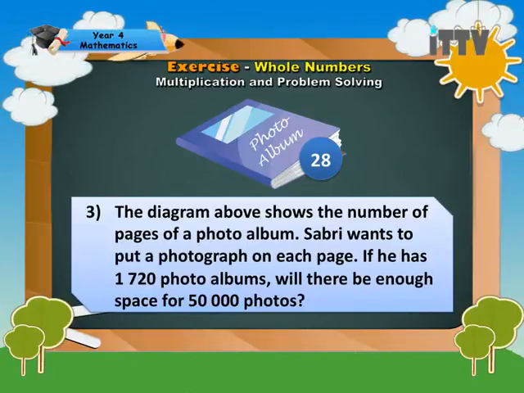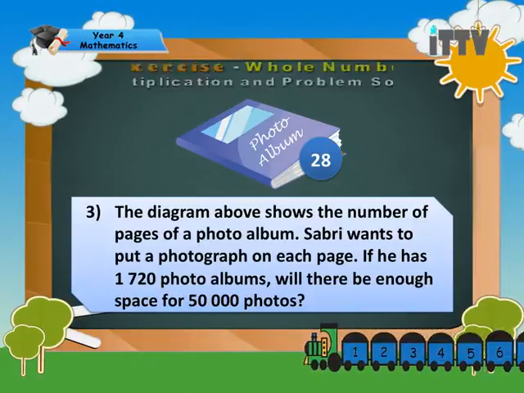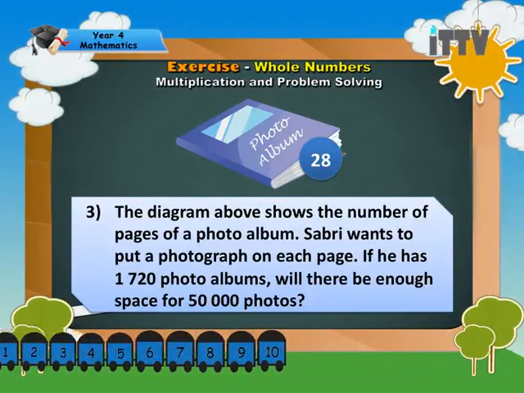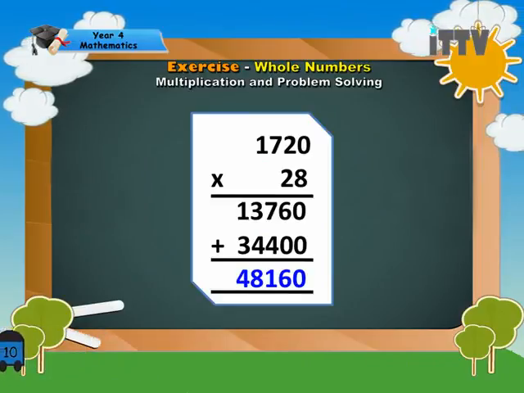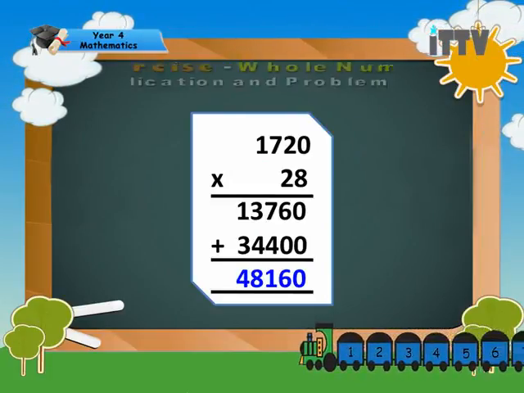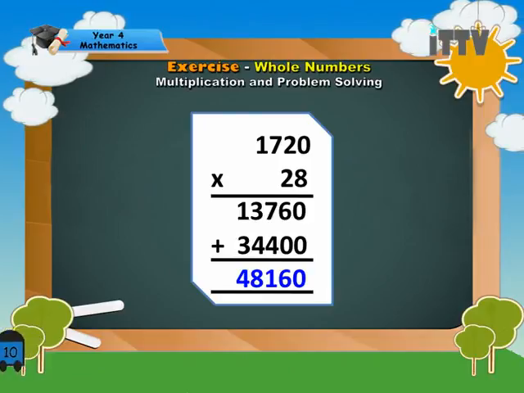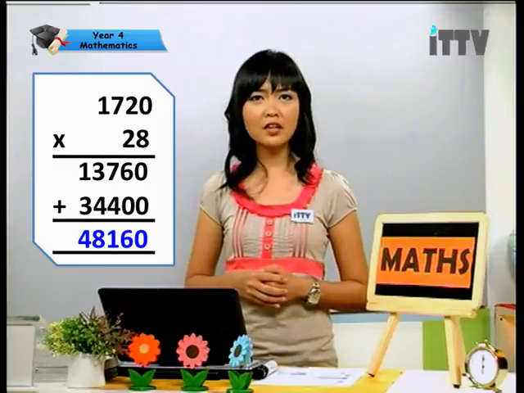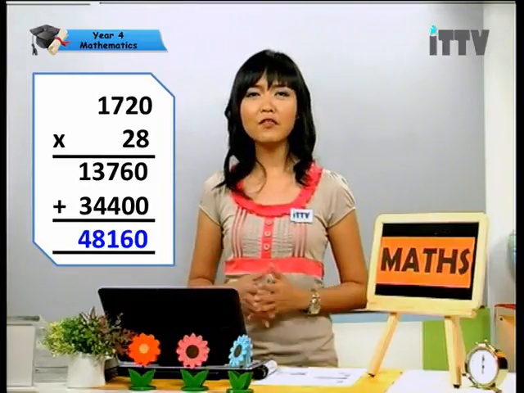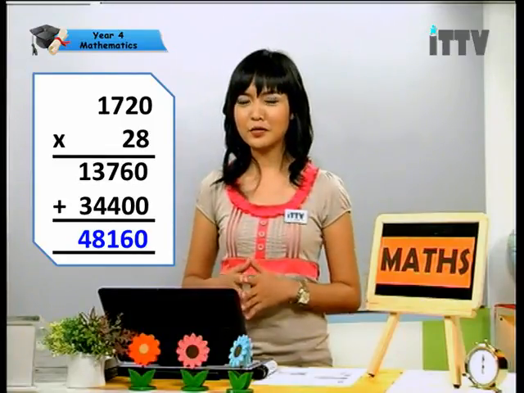Okay, let's try to understand the question. One photo album has 28 pages. So, Sabri has 1,720 photo albums. So, how many pages are there? We should multiply. Take the number of photo albums, multiply by the number of pages. And that will give you 48,160 pages. Since Sabri wants to put one photograph on each page, and he has 50,000 photographs, but there are only 48,160 pages. So therefore, there are not enough pages to fit all 50,000 photos that he has.